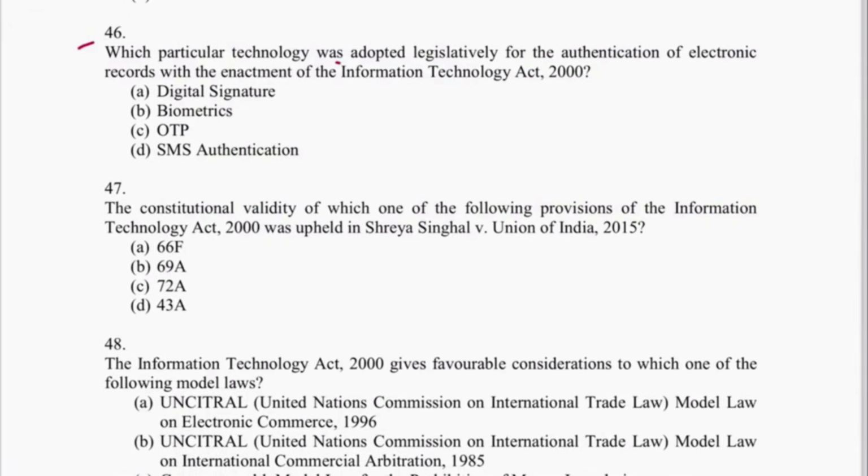Next 46. Which particular technology was adopted legislatively for the authentication of electronic record with the enactment of IT Act? Digital signature. A is the answer.